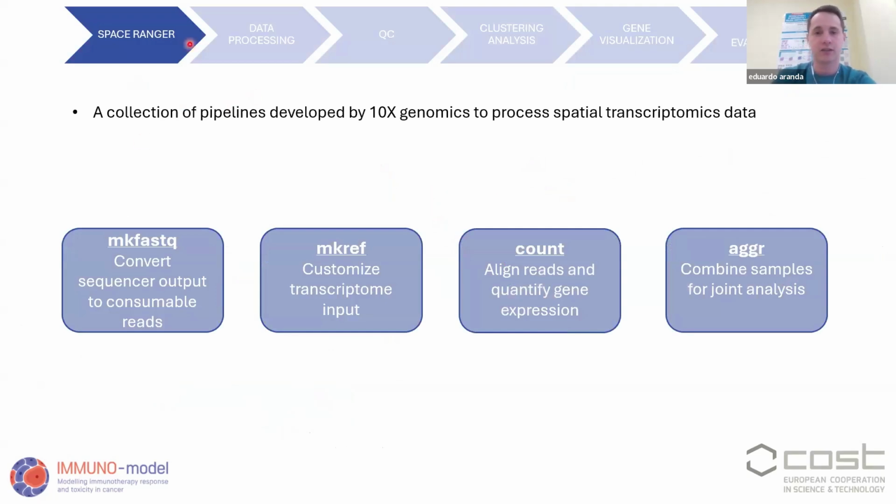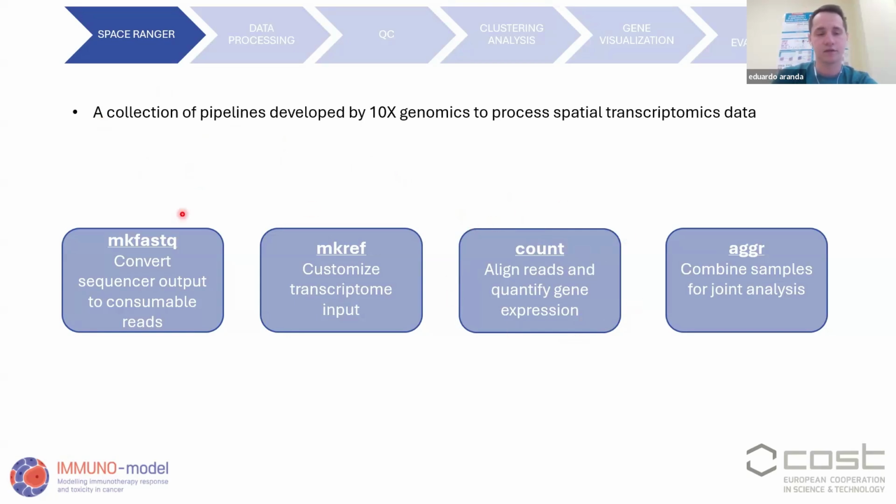Starting with Space Ranger. Space Ranger is a collection of pipelines developed by 10x Genomics to process spatial transcriptomic data. It's recommended to run on a server because it needs a minimum of CPU cores and RAM, as well as a large amount of memory and storage capacity to handle the data efficiently. There are different pipelines that can be used, depending on the type of data and analysis. For example, we have used the count pipeline because it's useful to analyze all the reads with a genome reference and obtain the count matrix.